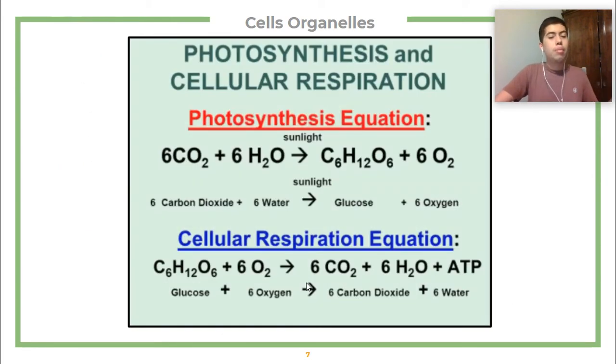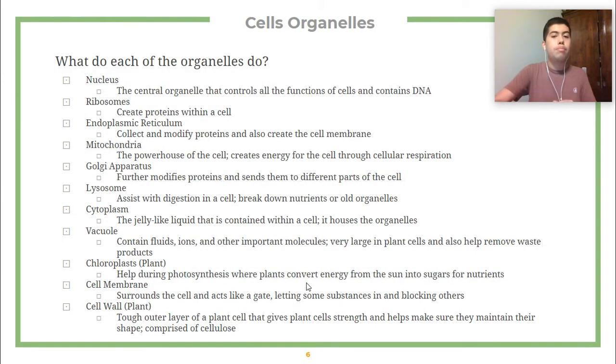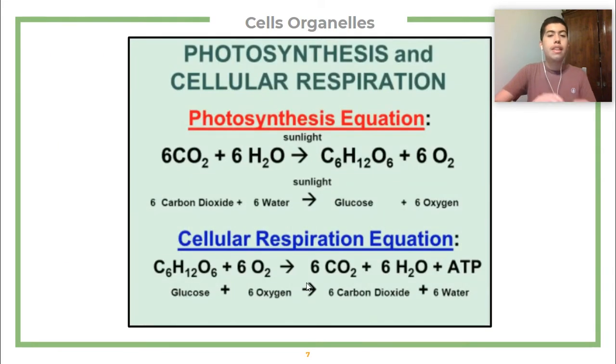So let's go back a little bit where we talked about the mitochondria that produces energy through cellular respiration and the chloroplasts, which help produce energy through photosynthesis. These are the equations for cellular respiration and photosynthesis. So you have carbon dioxide plus water plus sunlight results in glucose and oxygen. So that's plants. So plants take carbon dioxide from the air and water from the ground, or if you have a plant, you would water it, and then it converts that to glucose and oxygen. Oxygen is what we breathe.